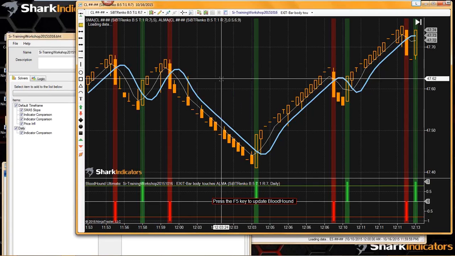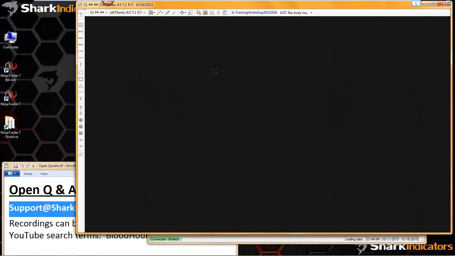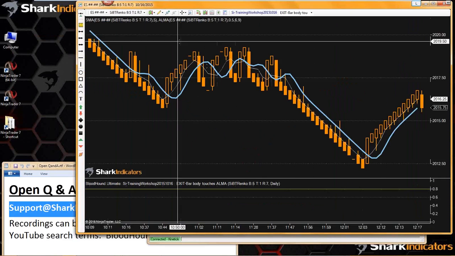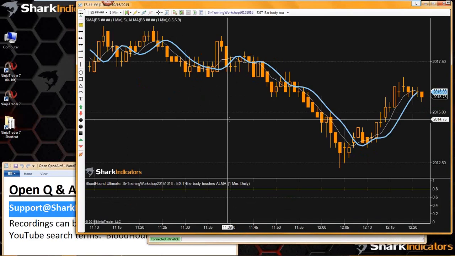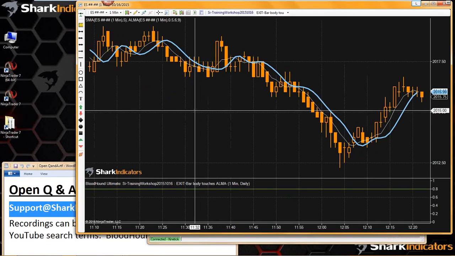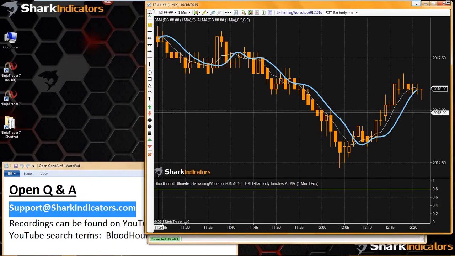ES data always takes the longest to load up when you're using a tick-based bar type. So yeah, these Renko bars always take longer to load up on the ES. I should have switched it to a minute chart, so let me just switch to a minute chart. You can see minute charts load up a lot faster for the ES than a tick-based chart.